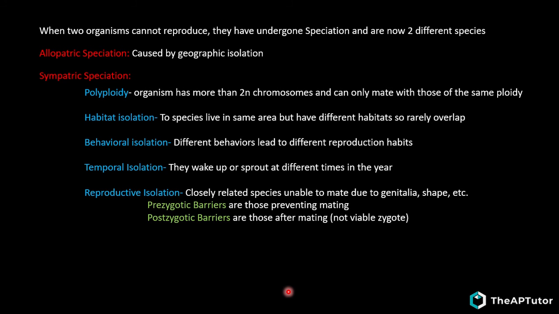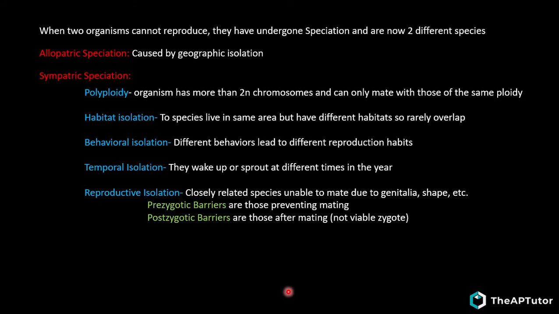Habitat isolation, so the species live in the same area but have different habitats. They rarely overlap. So one might be up in the trees while one might live on the ground. Therefore, they rarely ever interact with each other. Behavioral isolation, they started to behave differently, like different mating calls, which leads to no reproduction as they do not mate with one another. Temporal isolation is when they wake up or sprout at different times in the year. So maybe hibernation, one hibernates while one is getting food, and then that one hibernates when the other one wakes up.